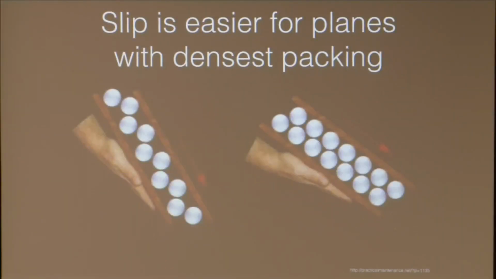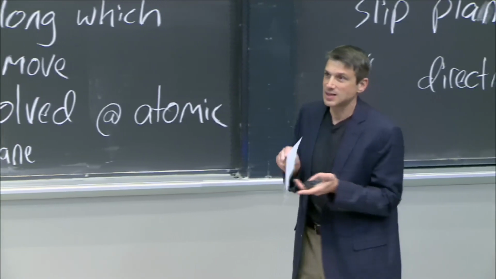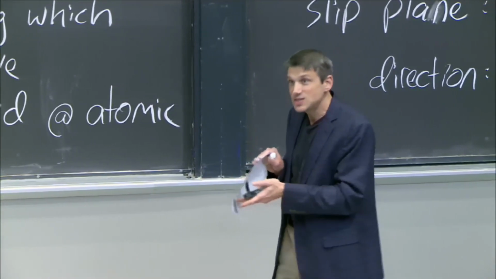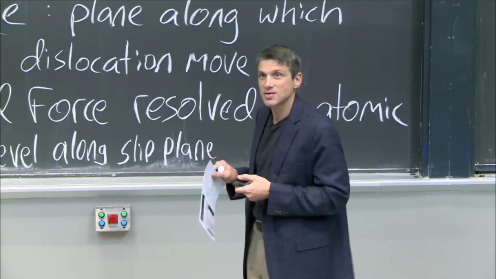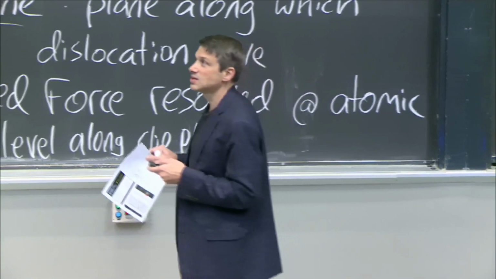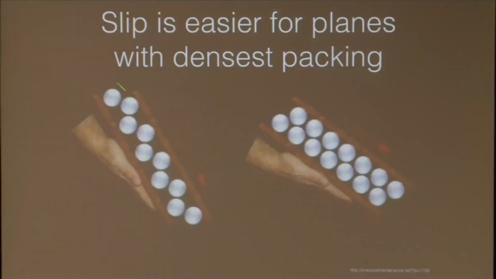This is a little counterintuitive sometimes when you first see it, but it makes sense. The more densely packed the plane is, the easier it is for one set of atoms to slide across the other. So you can kind of feel it, right? They showed it by the angle at which it would slide on its own. And here you'd have to apply more force to make that one slide than this one.